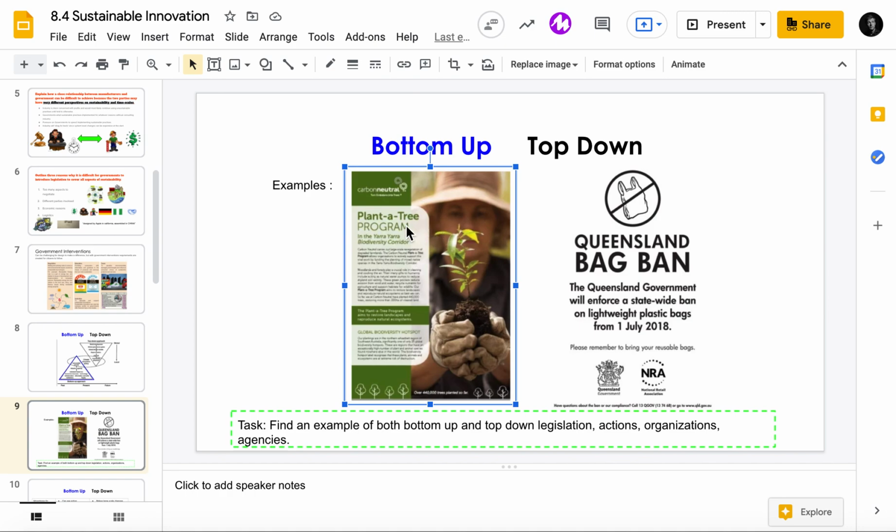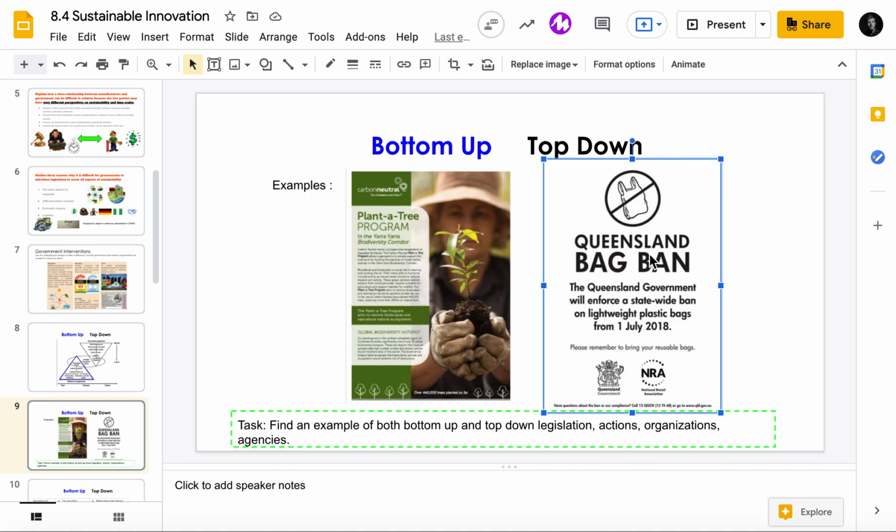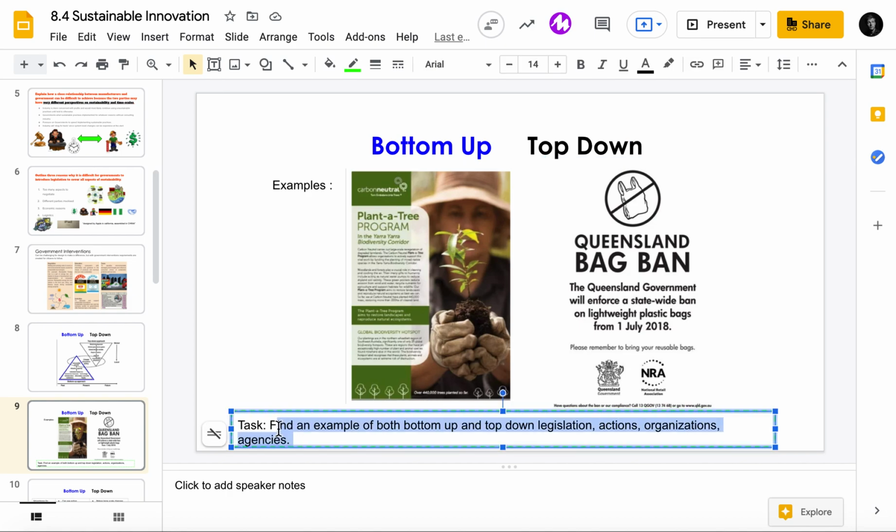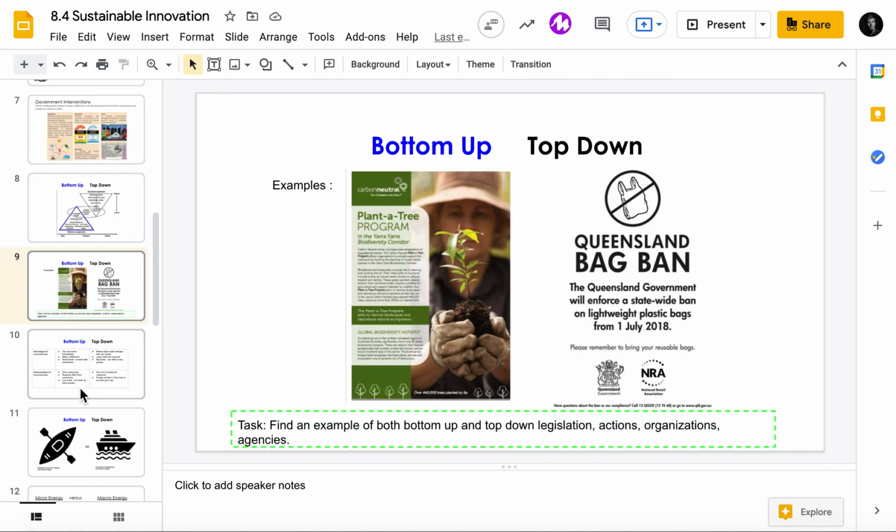This is just like a plant a tree program. And it's a small NGO, carbon neutral. They have this little program, and it's a bit of bottom-up action by an agency or an organization, versus Queensland in Australia, which has had a plastic bag ban since 2018. So they're forcing it and saying, no, no more. That's just kind of top-down, and things are forced upon people from the government. So that's two examples, and as you can see, the task here is for you to find one of those.